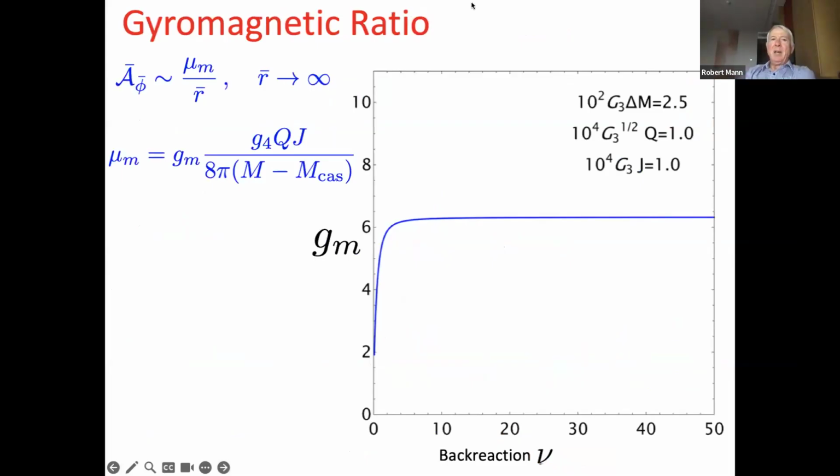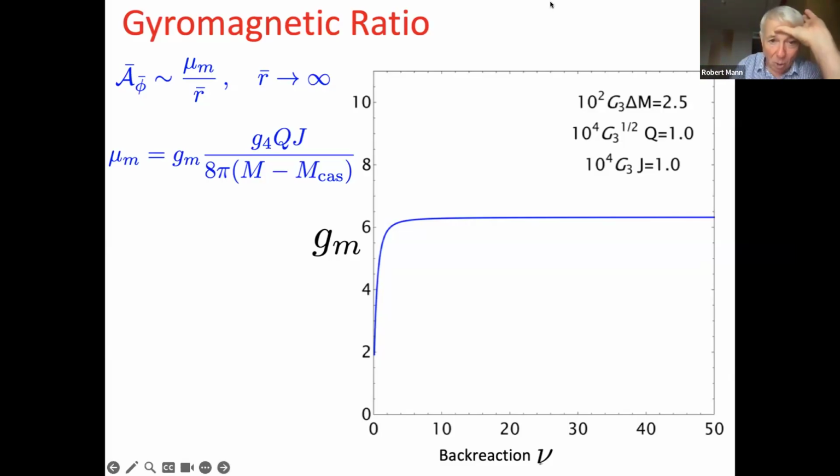One last thing, we studied the gyromagnetic ratio of these black holes. The gyromagnetic ratio is the ratio of the magnetic moment to the spin component. Basically, mu is g times S. For a Dirac electron, g is 2, without quantum corrections. For a Kerr black hole, g is also 2.